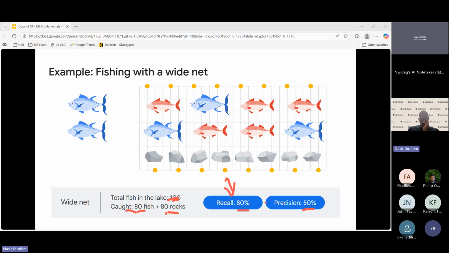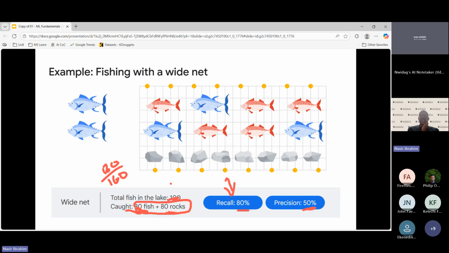Okay, that's why 80%. And the precision, it's how many fishes were caught? 80 were caught out of the total catches. So this is 80 over 160. 80 plus 80, 160. You take 80 fishes, that will give you 50%. So that's how the precision is taken.